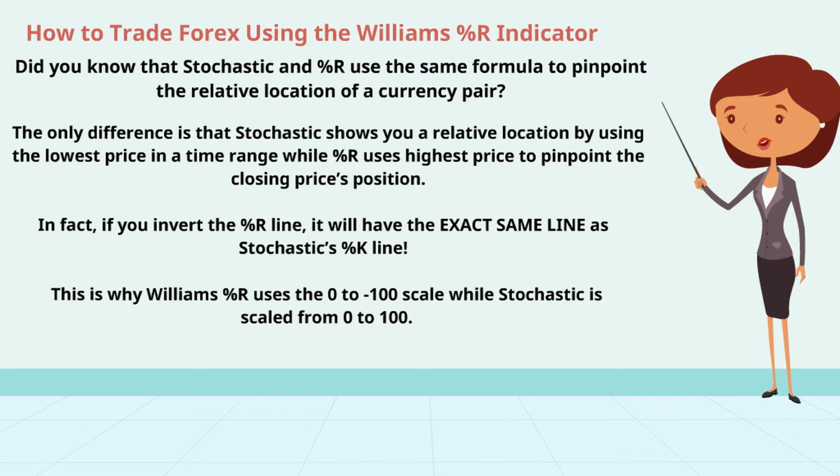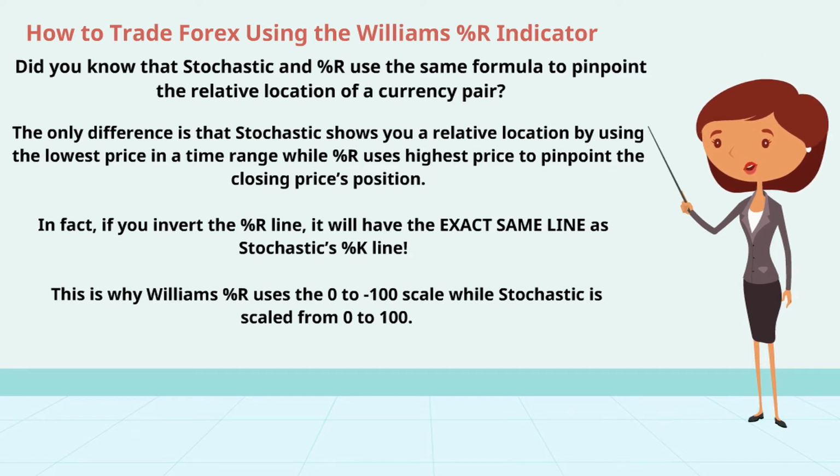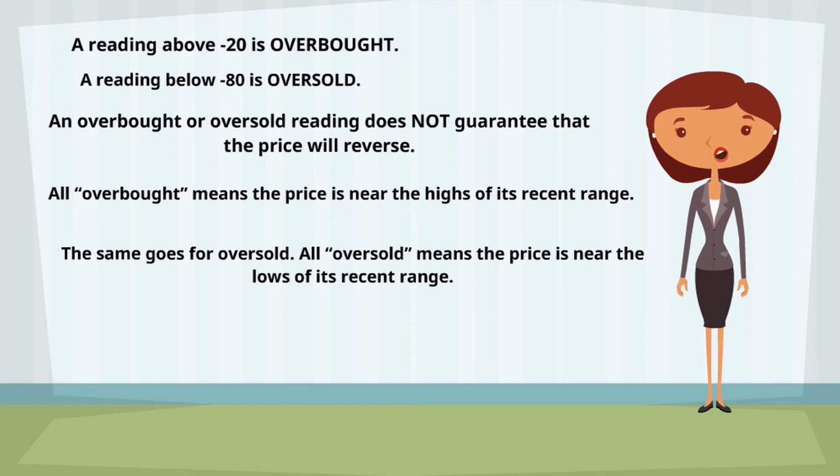Did you know that stochastic and %R use the same formula to pinpoint the relative location of a currency pair? The only difference is that stochastic shows you a relative location by using the lowest price in a time range while %R uses the highest price to pinpoint the closing price's position. In fact, if you invert the %R line, it will have the exact same line as stochastic's %K line. This is why Williams %R uses the 0 to -100 scale while stochastic is scaled from 0 to 100. A reading above -20 is overbought. A reading below -80 is oversold.